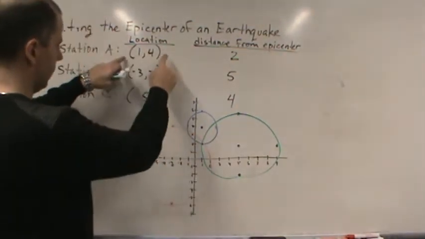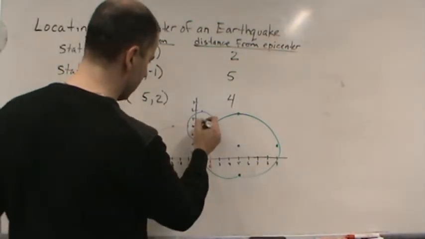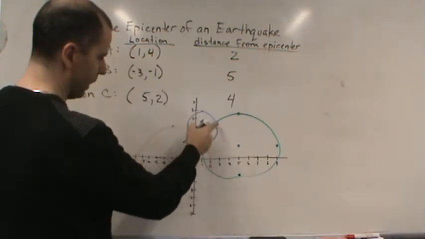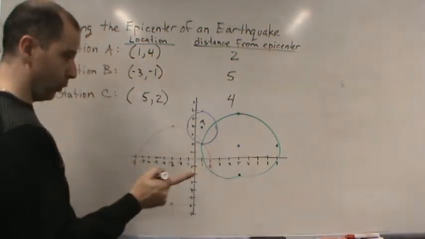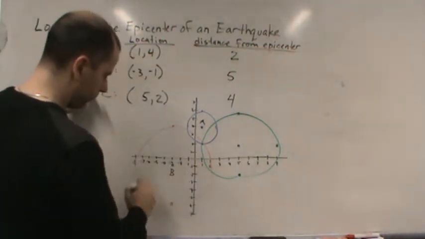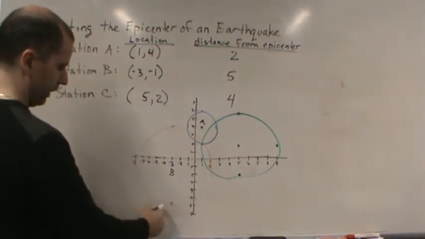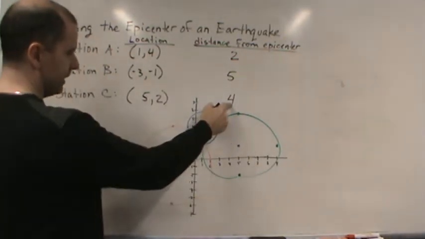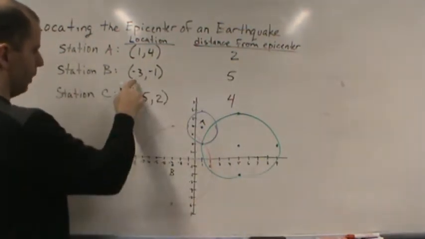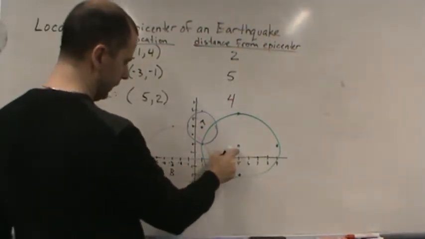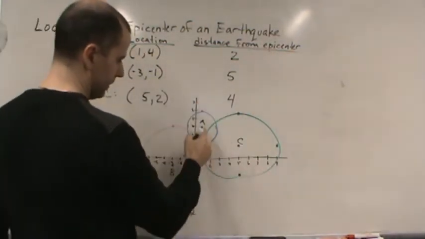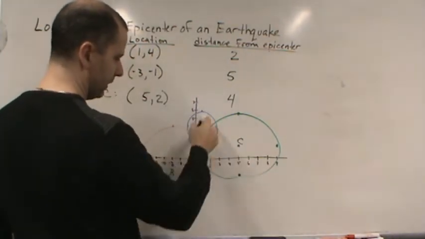So this station A is right here, and this is the radius. We know that the epicenter is somewhere on this circle, we just don't know where. And then station B is located here, and here's the radius that we constructed based on its distance. And then the final one is located right here, and this is station C. We know, based on its radius, that the epicenter is somewhere along this path.